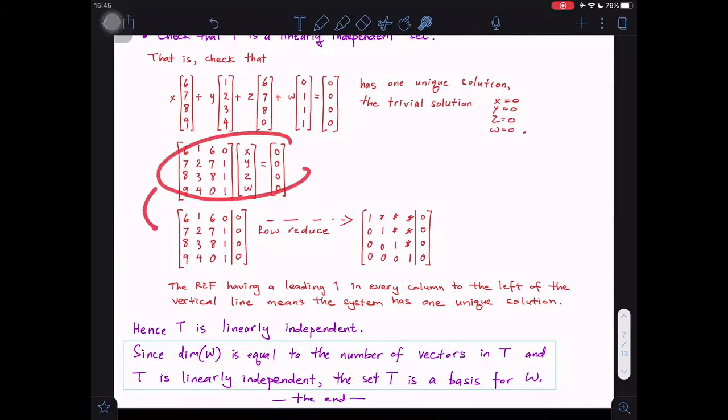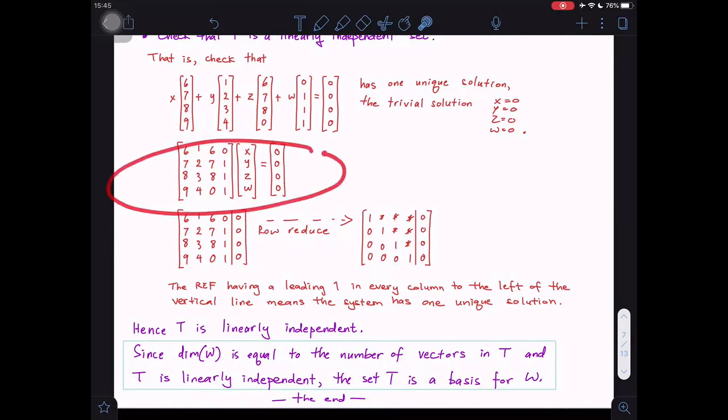From here, I turn this into an augmented matrix, and then I perform elementary row operations until I have a row echelon form. I see that my row echelon form has a leading one in every column to the left of the vertical line. This means the system has one unique solution.